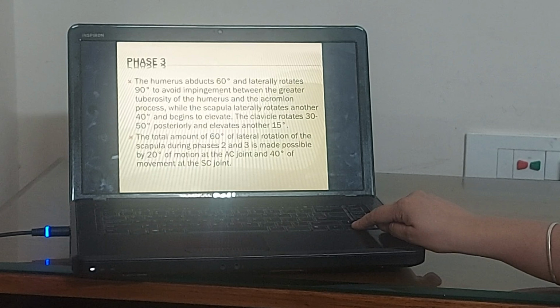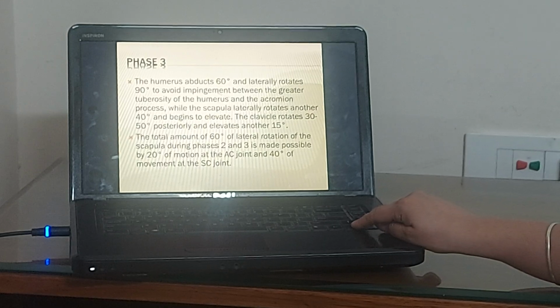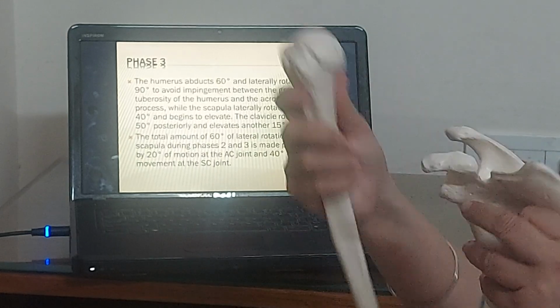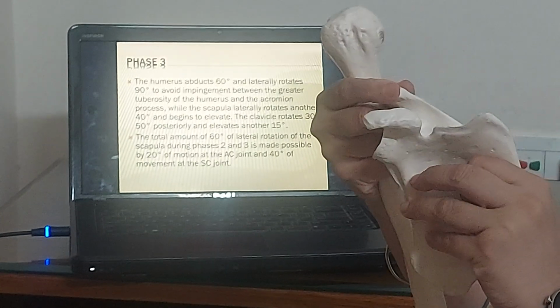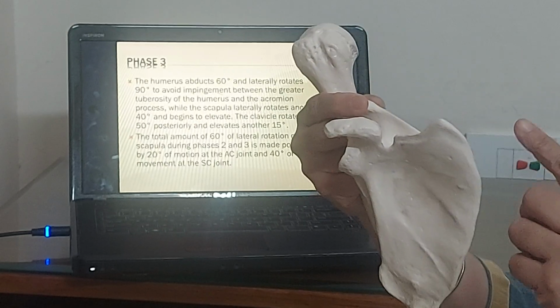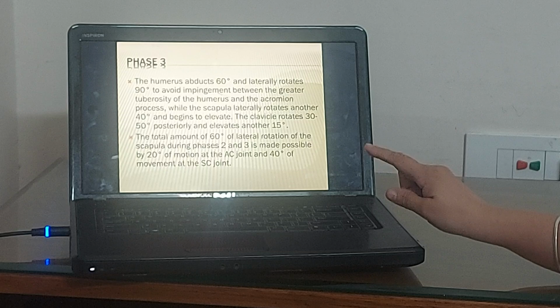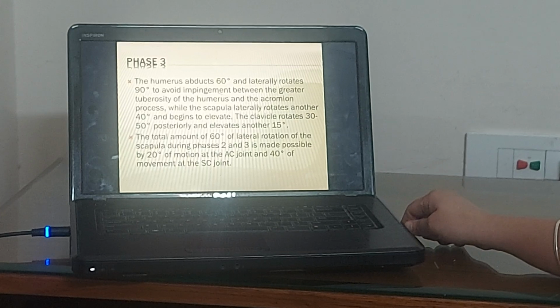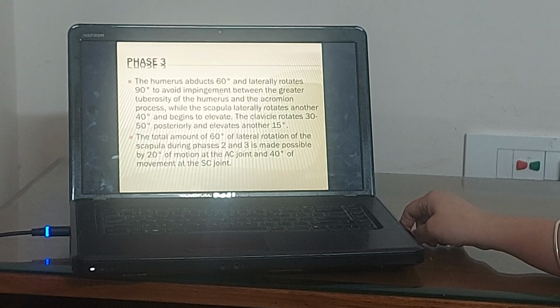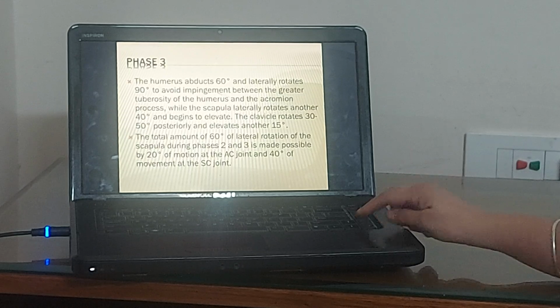So the total amount of 60 degrees of lateral rotation of the scapula during the second phase and third phase is made possible only by 20 degrees of motion at the AC joint and 40 degrees of motion at the SC joint, the sternoclavicular and the acromioclavicular. The acromioclavicular joint contributes towards 20% of the movement, whereas 40% of the movement is done by the SC joint.